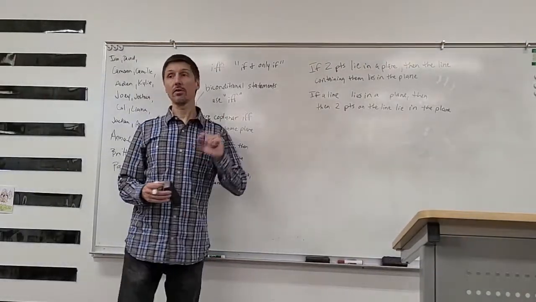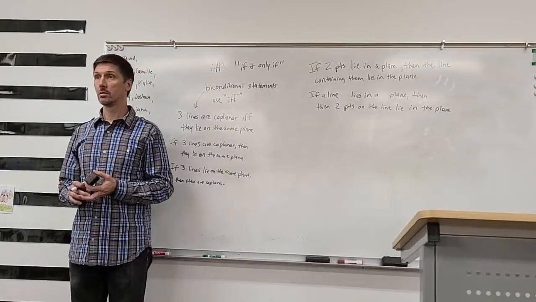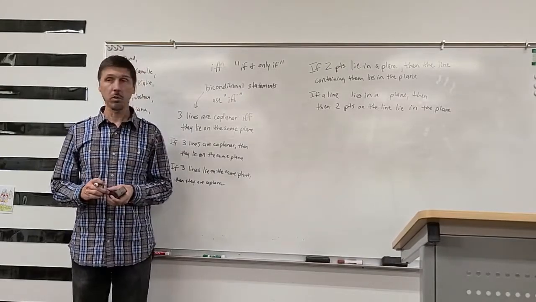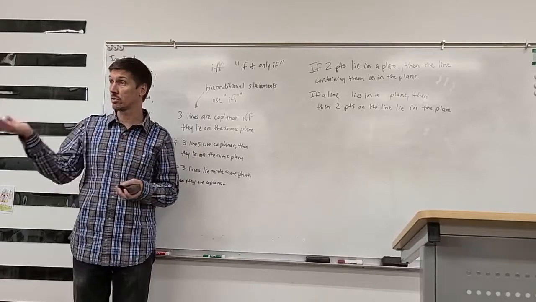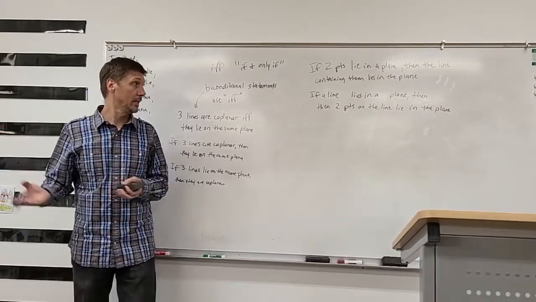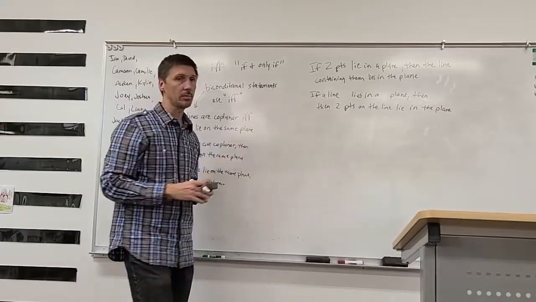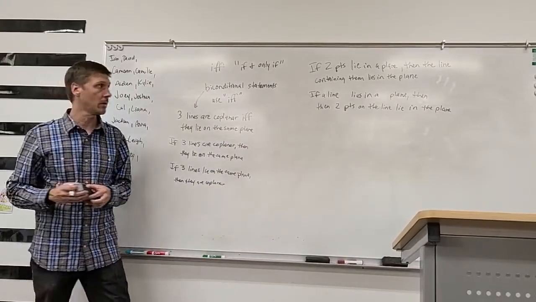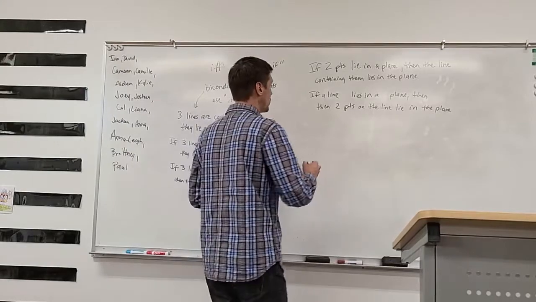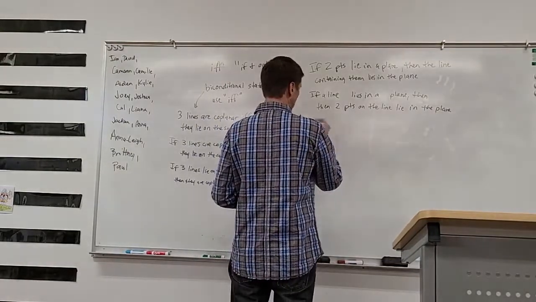Would you agree that both of those points are true? Yeah, if you've got 2 points, we know the 2 points form a line. If those 2 points are on a plane, then the line that passes through those 2 points is also on the plane, right? And so no matter how we flip that thing around, it's going to be a true statement. So we can construct a biconditional statement from this, right? And so we could say it either way, right?